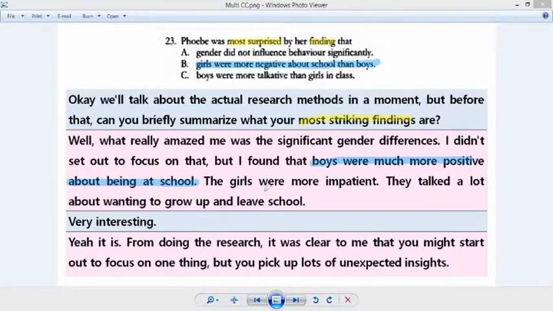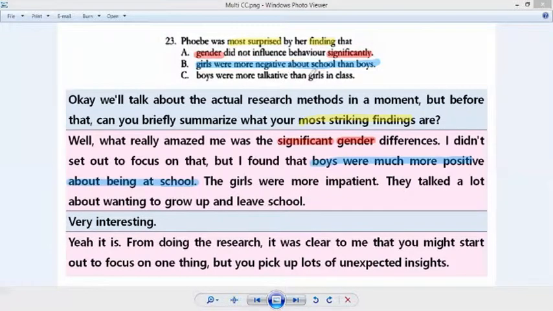Yeah, so let's see if we have any traps here. Gender, okay, we have the word gender, which matches here. And we also have significant, which matches here as well. So you can see 23 is difficult based on the traps, not really the paraphrasing.